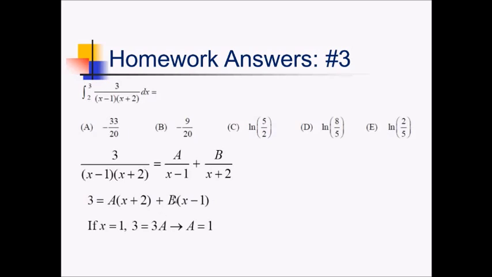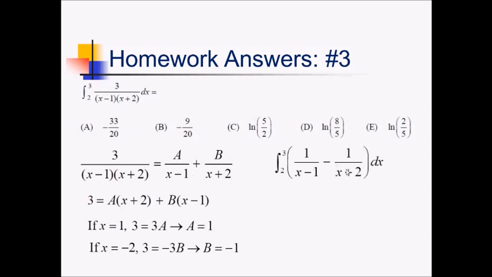Now if I want to find b, I'm going to get rid of a over here by plugging in negative 2 for x. So that gives me 3 equals, and then I'm going to have negative 3 times b. So dividing by negative 3, I have b equals negative 1. Plugging all that back in now and splitting up the fraction inside the integrand, I've got the integral from 2 to 3 of, now we're going to have 1 over x minus 1 minus 1 over x plus 2.